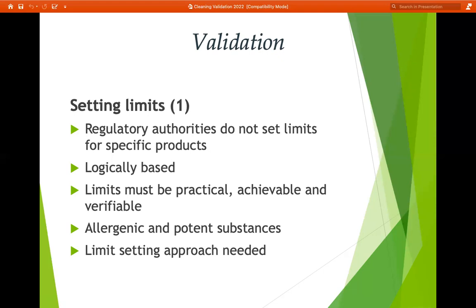Limits must be practical, achievable, and verifiable. Unnecessarily, we shall not give very stringent limits, assuming that we will come down to this limit and then to that limit. So don't assume like this. Set your limits very practical, achievable, and very verifiable. Based on the calculations, you can set these limits and follow that limit. Allergenic and potent substances shall be considered first for cleaning validations. The limit setting approach shall be defined very carefully based on the product, the molecule, and the characteristics of the product.